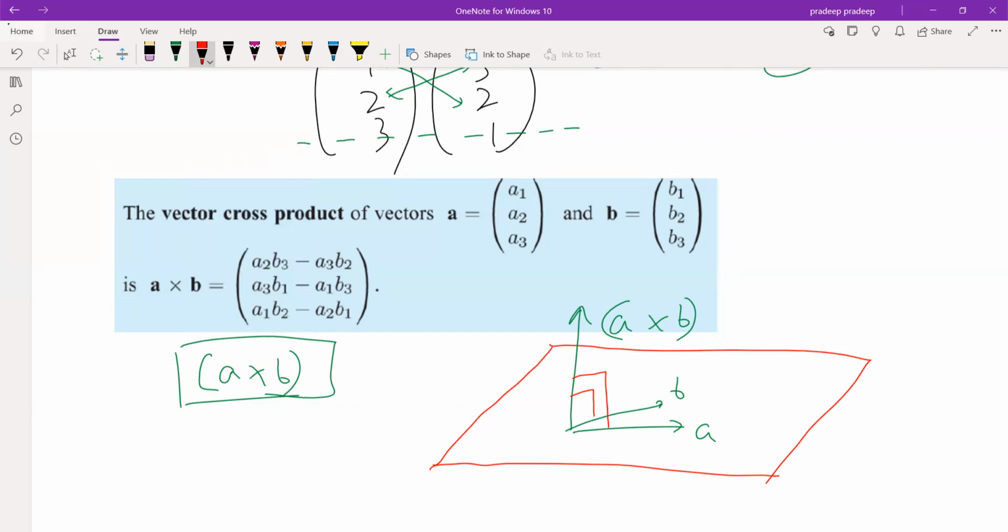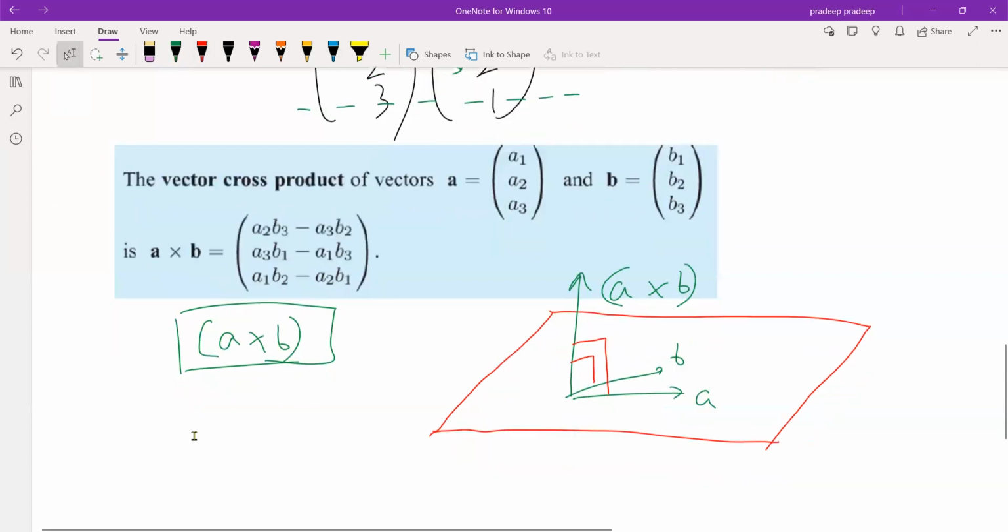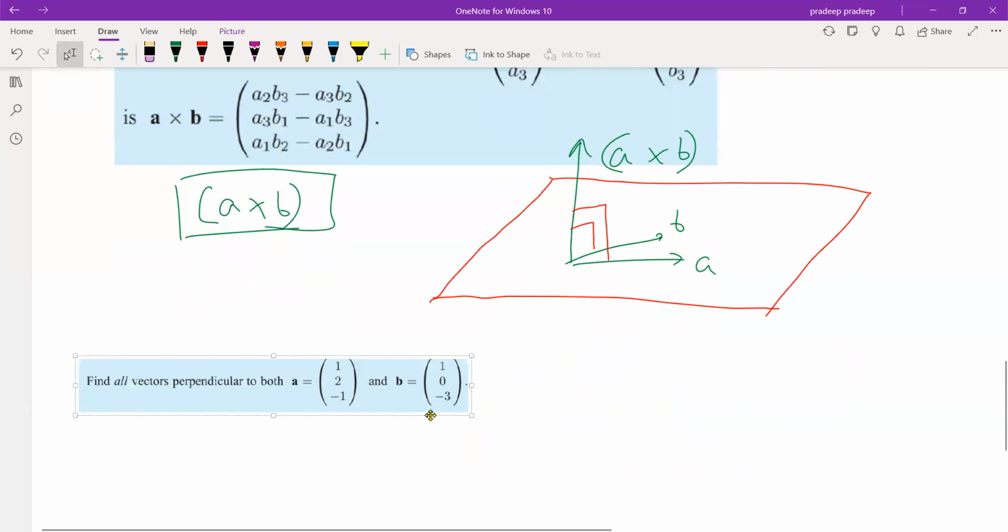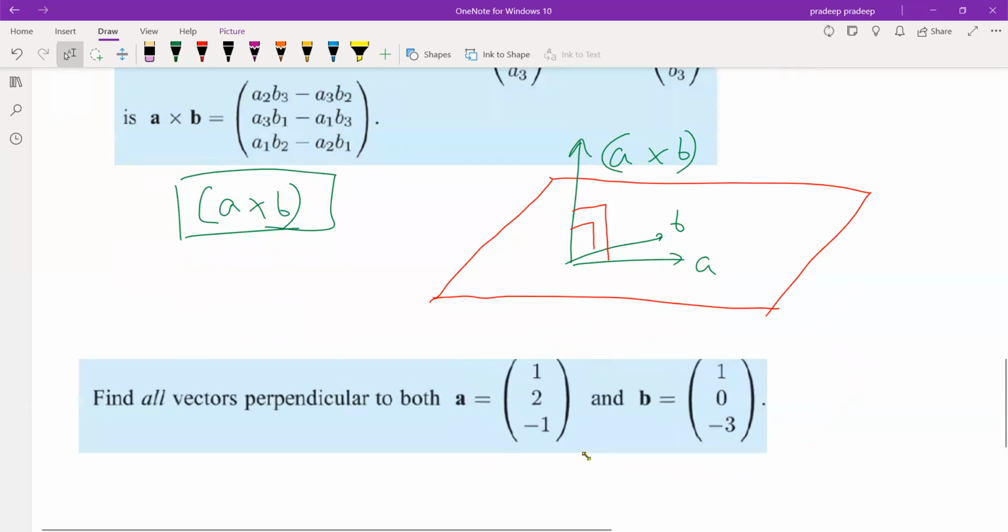Now, based on this, we'll solve a question. The question is, two vectors will be given to you, A and B, and they will ask, find a vector which is perpendicular to both A and B. So all you need to do is just find out the cross product. Let's see how to do this question. This is that question. Please write this and try to identify the concerned vector.